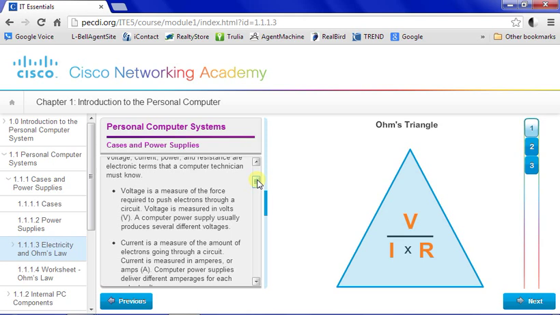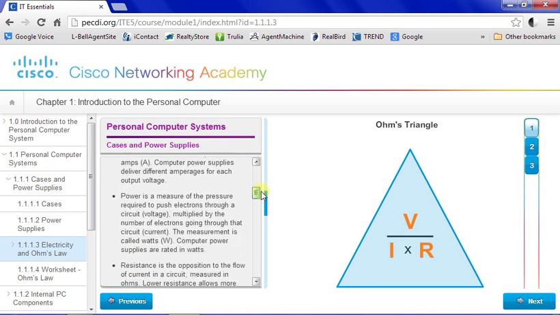Current is a measure of the amount of electrons going through a circuit, and it's measured in amperes. Power is a measure of the pressure required to push electrons through a circuit, the voltage, multiplied by the number of electrons going through that circuit, and that's the current. The measurement is called watts. Computer power supplies are rated in watts. One of the major things that you will need to consider is your power supply must have enough watts to be able to supply enough power to all of the things inside of your computer that you're going to be running.